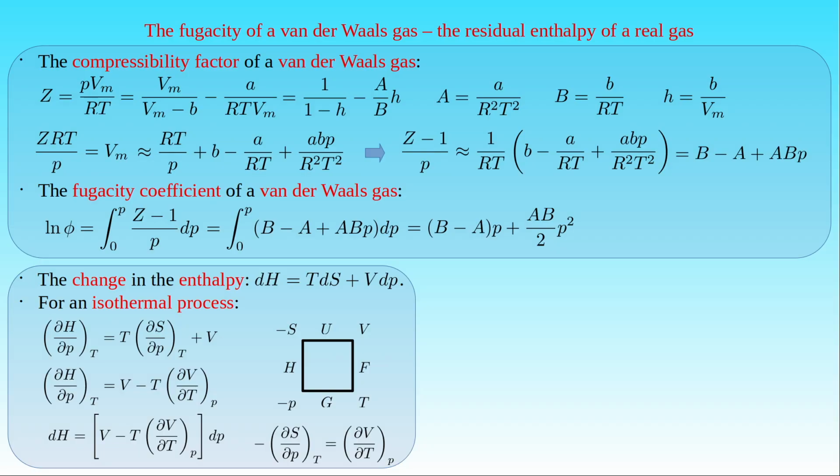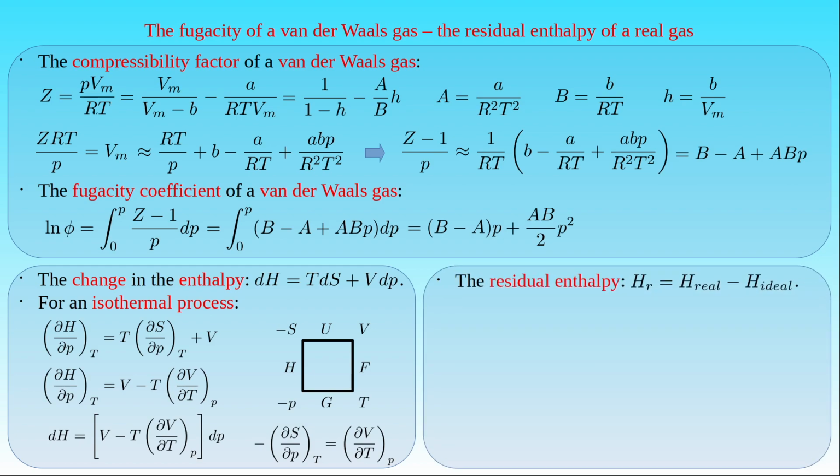This expression can be used to determine the residual enthalpy of the real gas in an isothermal process. Residual properties quantify the deviation of a real gas from the behavior of an ideal gas at the same temperature and pressure. That is, residual enthalpy is the difference between the actual enthalpy of a real gas and that of an ideal gas at the same temperature and pressure. The residual free enthalpy characterized by the fugacity of the real gas or the residual entropy can be defined in the same way.